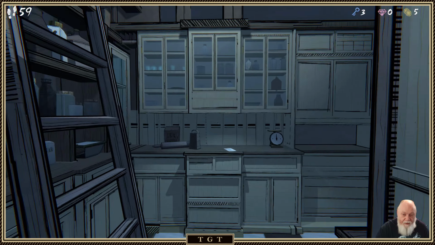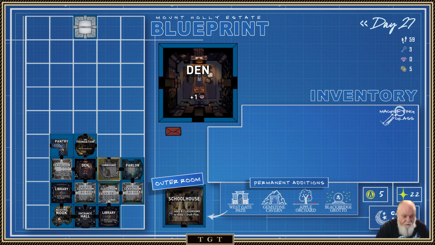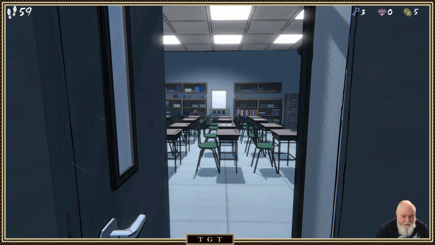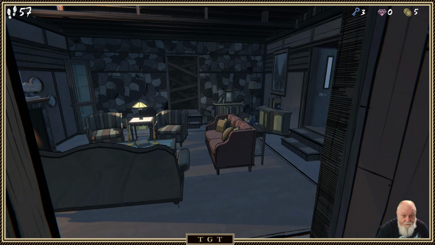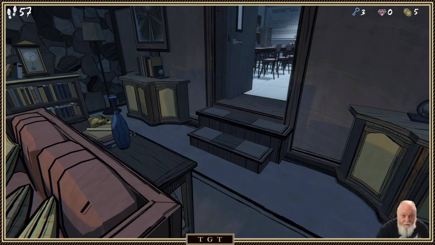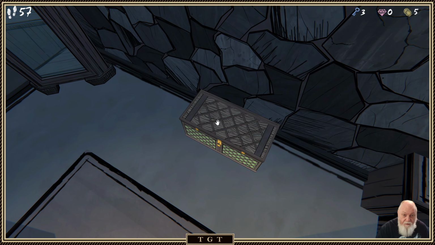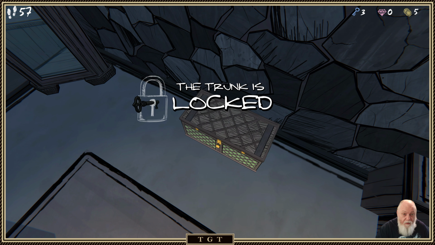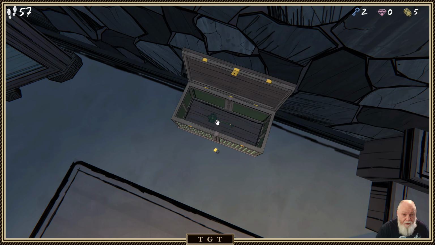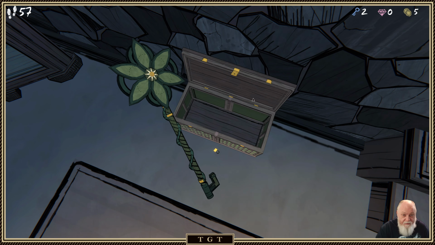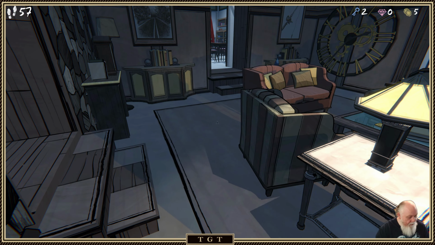Before I open that, I need gems. So what I'm going to do is backtrack and spin the key on this chest in the den, because it won't be my last key, and there might be a gem in the trunk. Okay, there is a key. It's the secret garden key. It's not what I wanted. I wanted a gem.